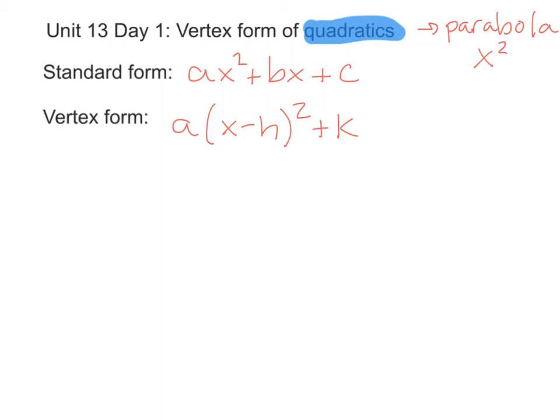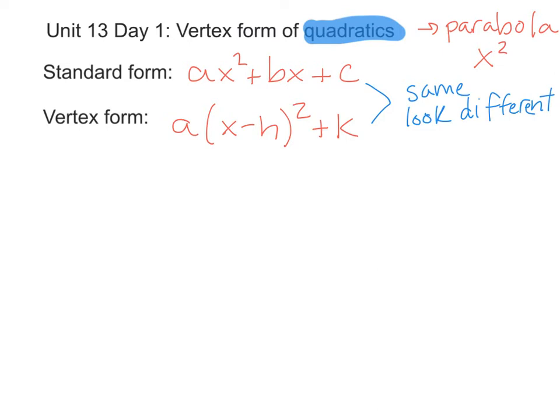Here's the thing. You can tell it's the same because you have an x squared here. So first thing I want you to know is that these are the same, but look different. It's like when we did the linear and we had point slope and we had standard and we had slope intercept. So there were three forms. Here, so far, we have two forms of quadratic equations.